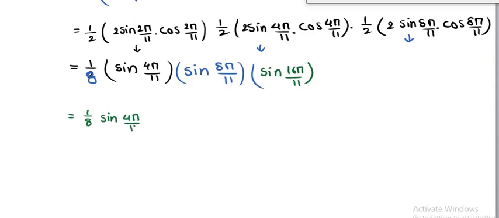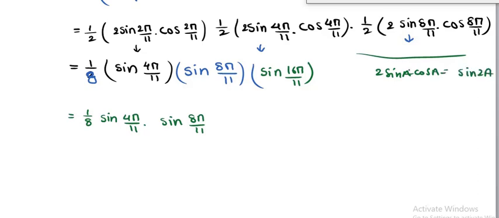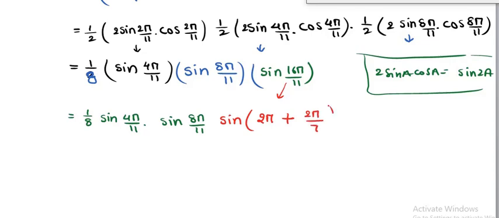Sine 4 pi by 11, sine 8 pi by 11. Please observe, the 2 sin A cos A formula applies: 2 sin A cos A value is sin 2A. A replaced by 2 pi by 11, A replaced by 4 pi by 11, A replaced by 8 pi by 11. So sin 4 pi by 11, sin 8 pi by 11. Next, sin 16 pi by 11 we write as 2 pi plus 2 pi by 11. 1 by 8 sine 4 pi by 11 into sine 8 pi by 11, sine 360 plus theta, directly write sine 2 pi by 11.